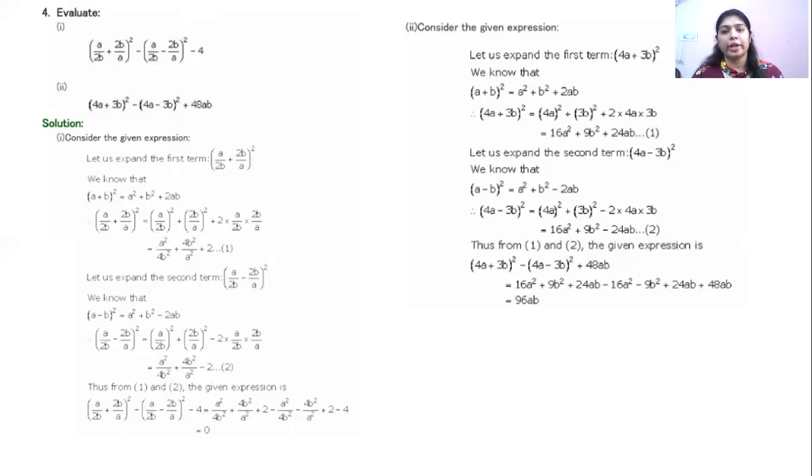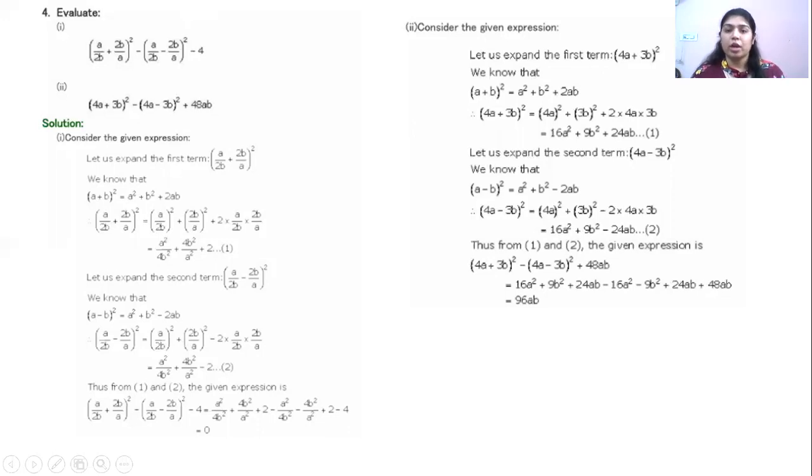Now it's up to you again. If you want to solve this expression as a whole, then you can. But if you find some difficulty, then just evaluate the first term, evaluate the second term, and put the values you get in the first and second equations in the given expression to solve the whole expression. Now come to the second part, which demands (4a plus 3b) whole square minus (4a minus 3b) whole square plus 48ab.